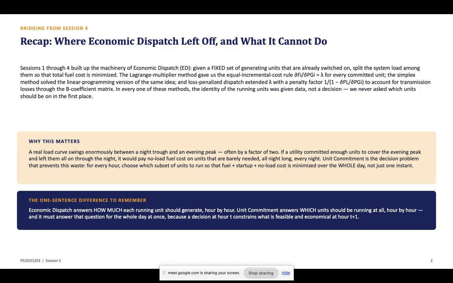This distinction can be stated very clearly. Economic dispatch answers: given the running fleet, how much should each unit generate? Unit commitment asks the earlier operational question: which members of the fleet should be running in each hour? The two problems are therefore hierarchically and tightly connected. The commitment decision determines the feasible set of economic dispatch, but economic dispatch then determines the minimum production cost associated with a particular commitment decision.